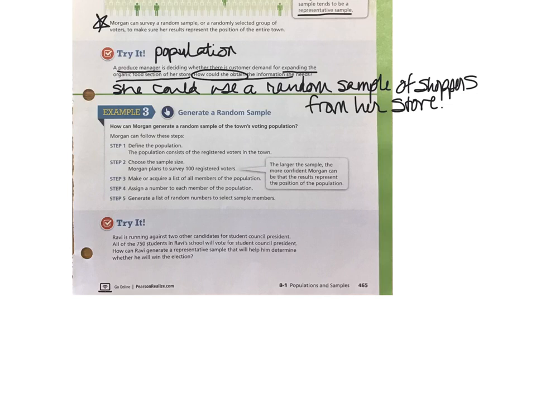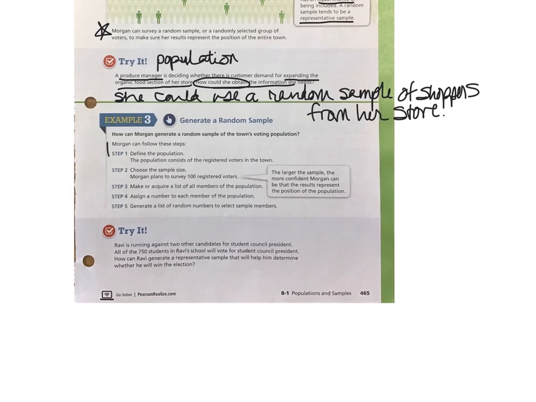The first step is always to define the population. You have to know who your population is in order to find a subset of that population, or a smaller group. In this case, the population consists of registered voters in her town. Step 2, choose the sample size. Morgan plans to survey 100 registered voters.